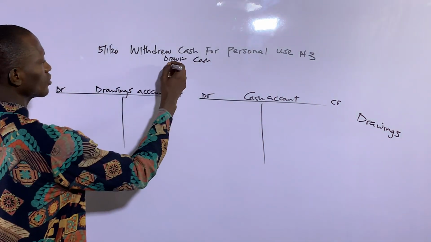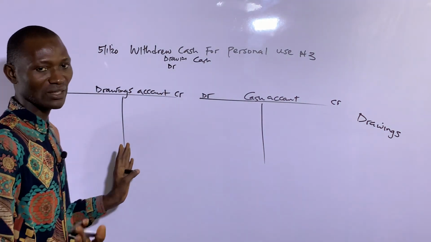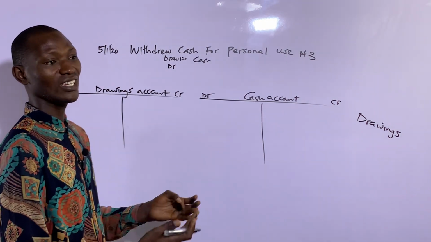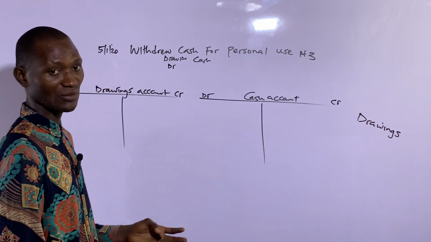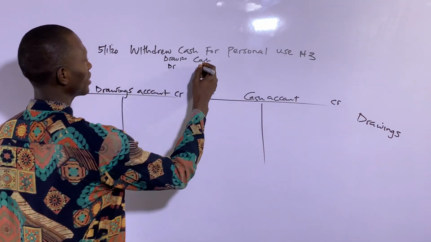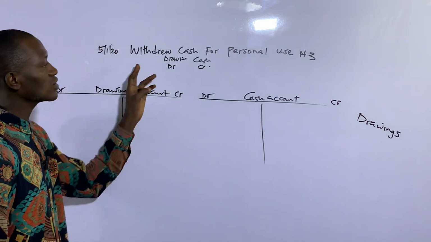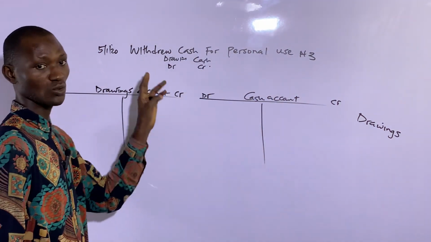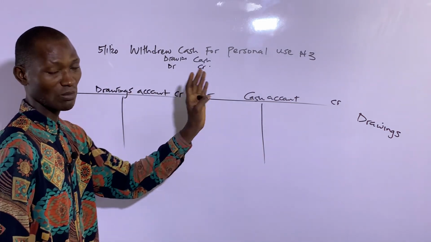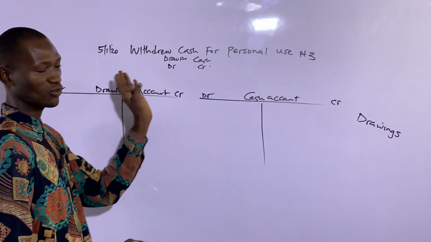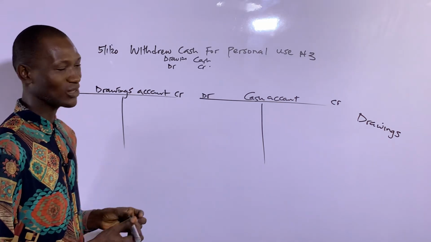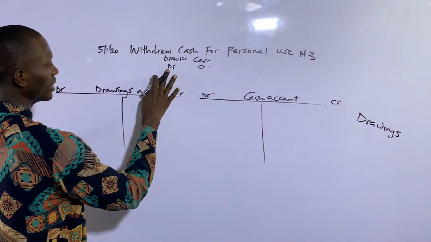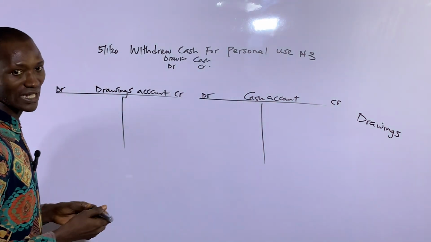Then drawings account will always be debited. Why? Because it's always receiving, and every receiver must be debited. Then cash account will be credited. If it is withdrew check for personal use, it will be drawings and bank accounts. So bank account will be credited and drawings account will be debited. Drawings account will always be debited. So then we debit drawings and credit cash accounts.